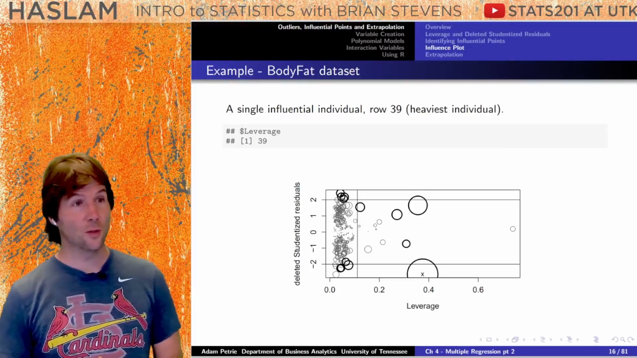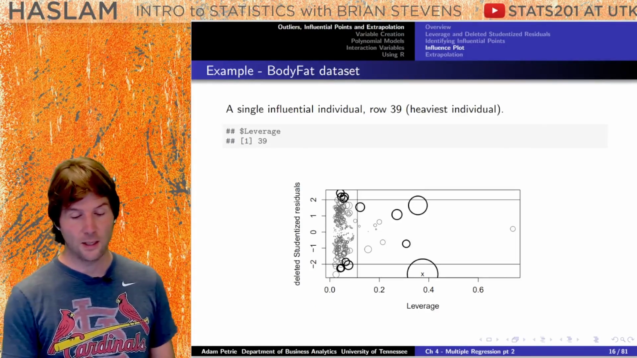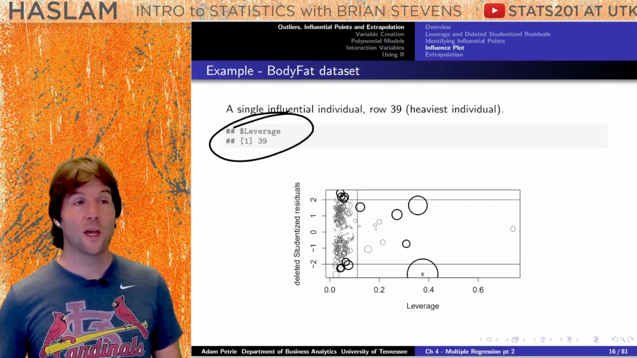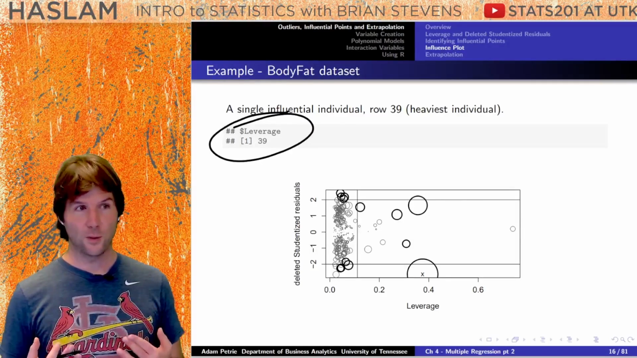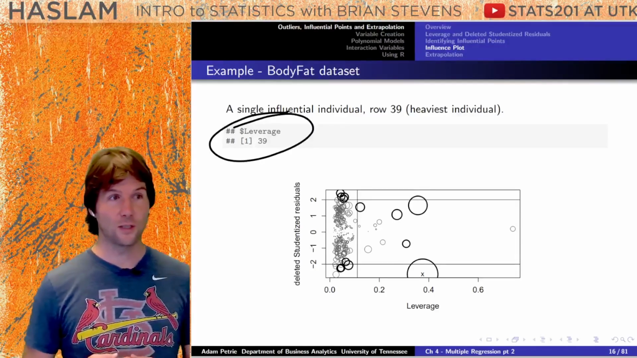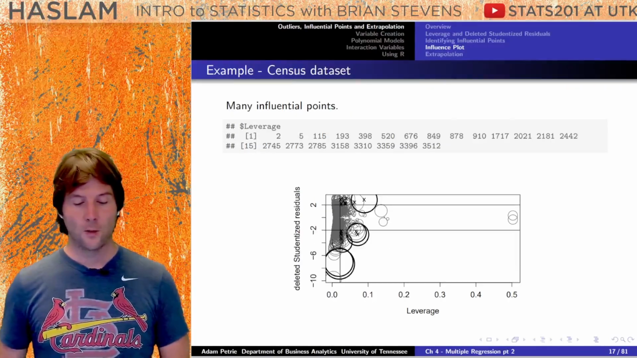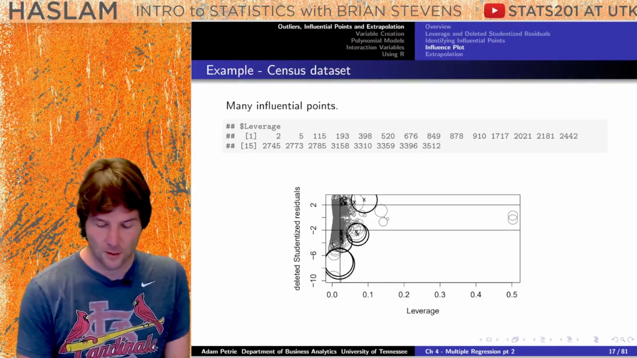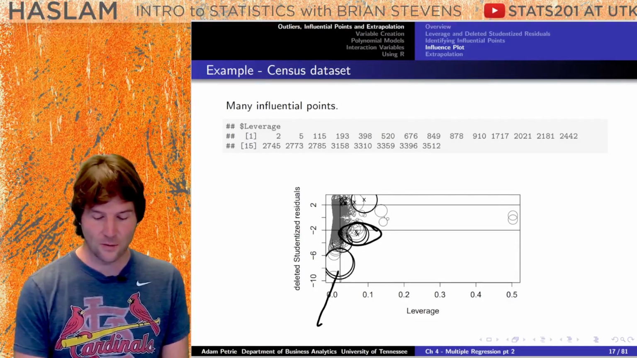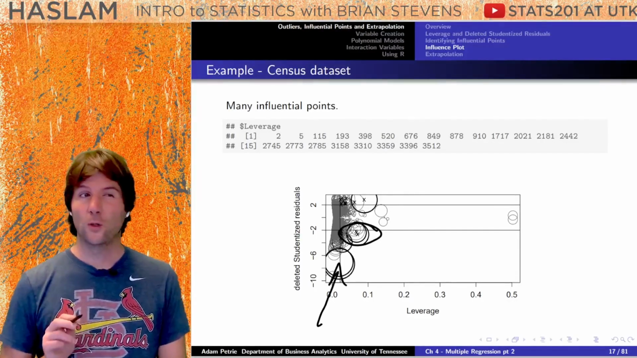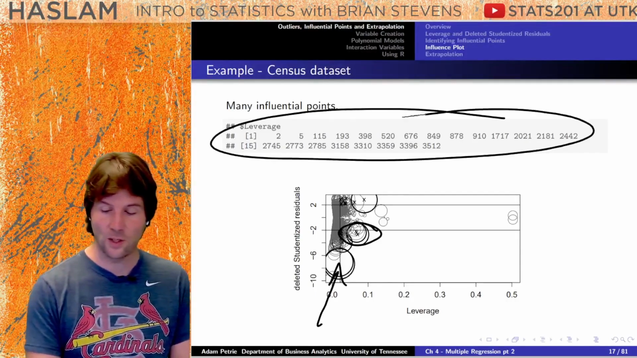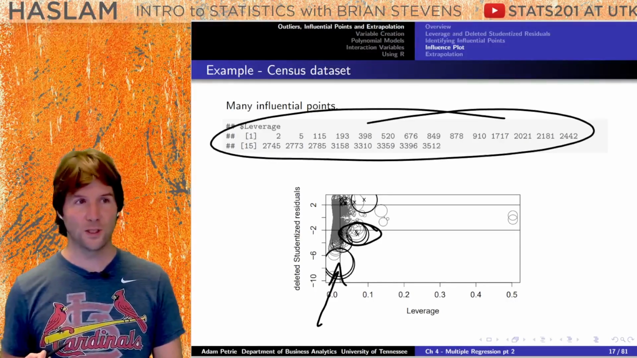Notice how the biggest circle is the one with the biggest influence, and the influential row is row 39. It falls into one of the two quadrants with a large influence because it has large leverage and large deleted studentized residual. You can often get more rows right here, and notice how we have a lot of our largest circles here. And you could also technically investigate some of these circles, which were not returned because they don't have an X in it, telling you that they're one of the returns up here of the rows with undue influence.